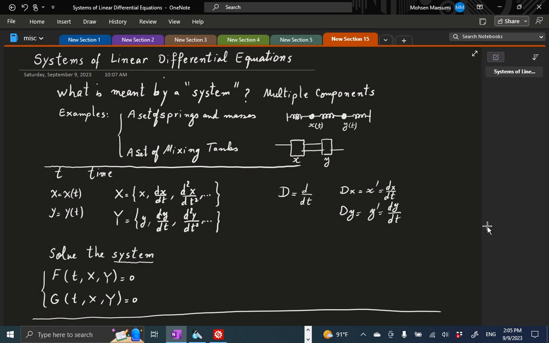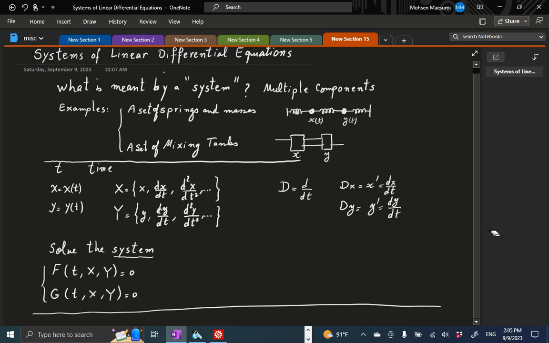Two simple examples to consider. One is a set of spring masses. For example, we have a spring, a mass, another spring, a mass, another spring. The fact that we have two objects that are moving here makes it a system. More than one item makes it a system. Another example is a set of mixing tanks. If you have tanks of liquids connected by pipes and we are running water between them, we are going to have a system to consider.